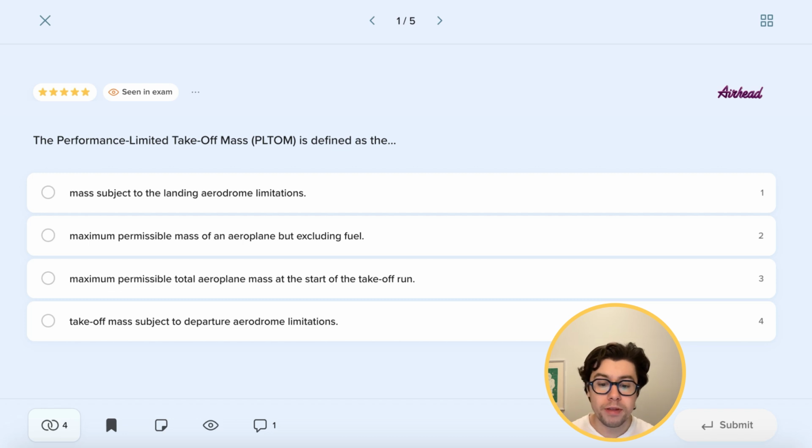So for the performance limited takeoff mass, of course, this will be the maximum permissible mass of an airplane at takeoff. However, this is considering that our maximum takeoff weight is bigger than the performance limiting one. In that case, maximum permissible total airplane mass at the start of the takeoff run will be correct, of course, considering that this is within the limitations stated in the aircraft's AFM, so this is something to remember.